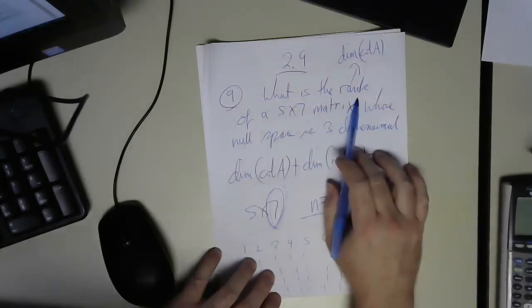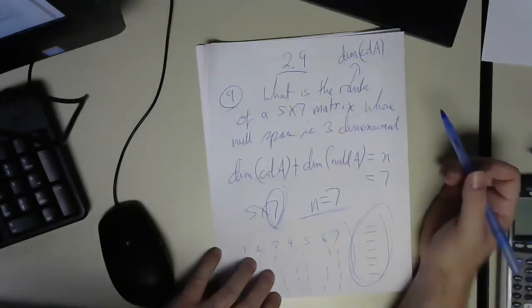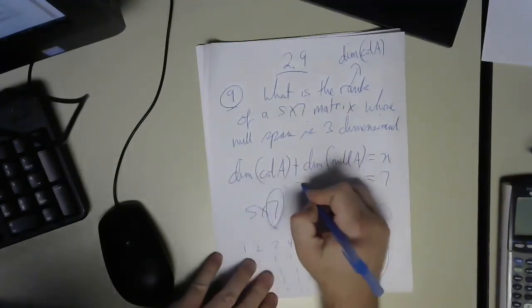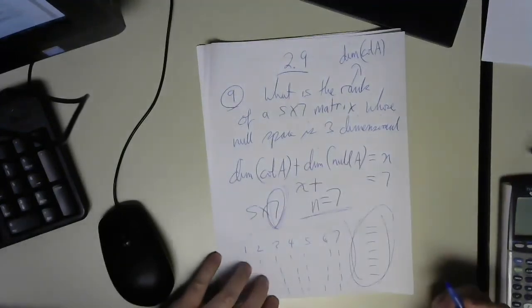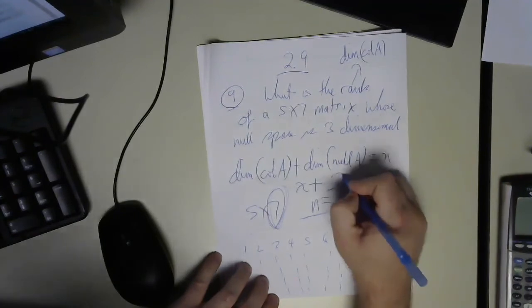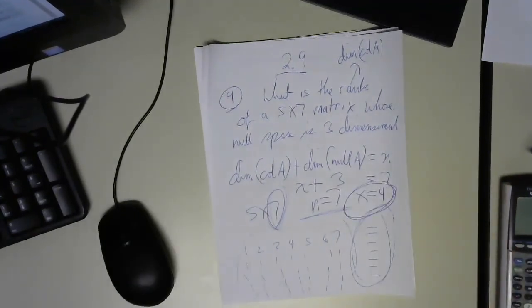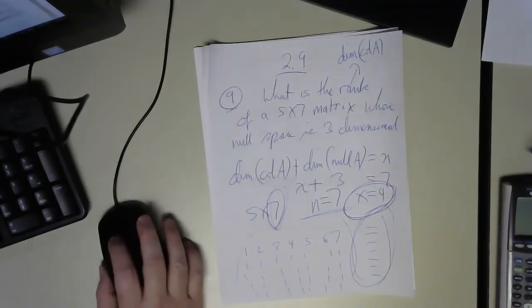They give us the rank, which is the dimension of the column space, and actually, they ask us for the rank. So this is the unknown. We could call it X. But it says the dimension of the null space is 3. So it looks like X is just 4. So the rank of this thing is 4. You just have to solve for the dimension of the column space if they ask you for the rank. In this case, it's 4.